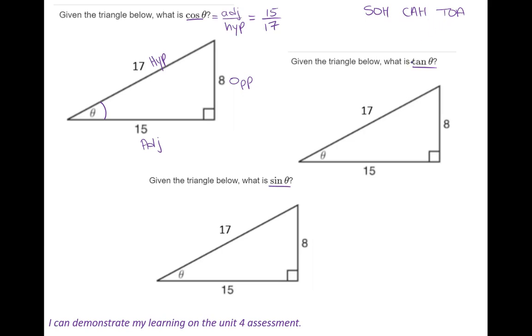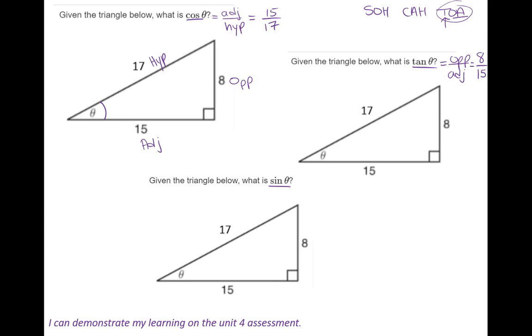So looking at SOHCAHTOA, remember tangent starts with T, so we're looking at the TOA. And so T for tangent, and then O and A for opposite and adjacent. So this is going to be opposite over adjacent, and then I'm going to fill in those numbers. The opposite is 8, and the adjacent is 15.